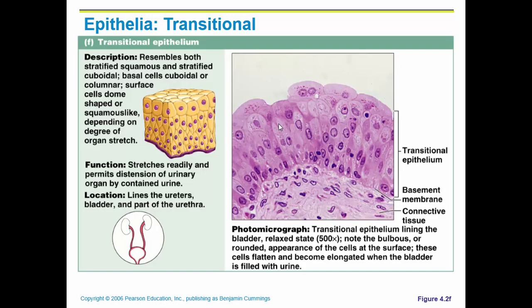And this is what transitional looks like. We'll be looking at this underneath the microscope, and so I will explain what you're looking at when we get into class next time.